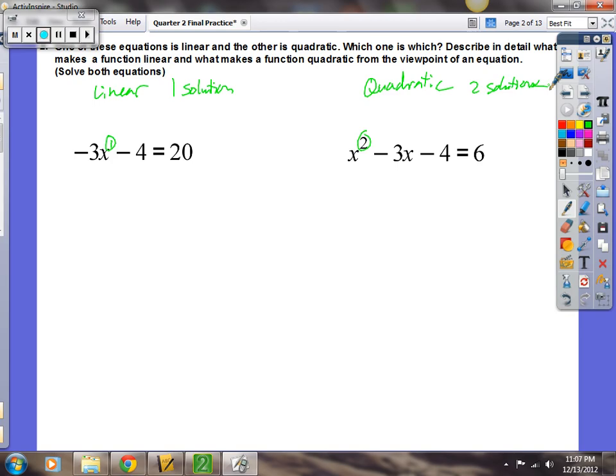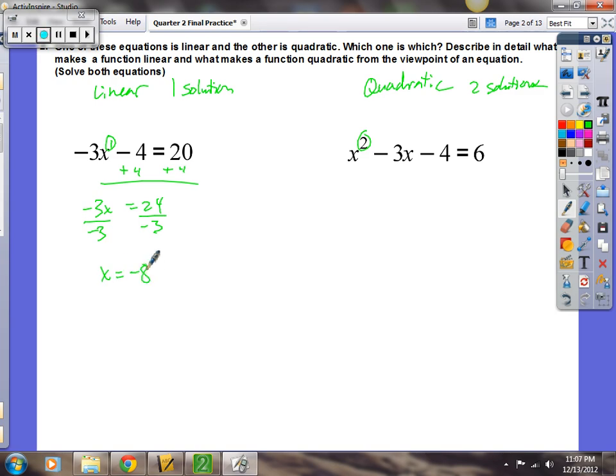Okay, so let's solve the linear equation. Let's just undo it. You've got to undo the times by negative 3, and you've got to undo the minus 4. Undo the minus first. Plus 4, plus 4. So you're going to have negative 3x equals 24. Divide by negative 3, divide by negative 3. X is negative 8.